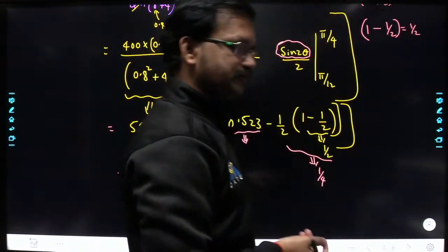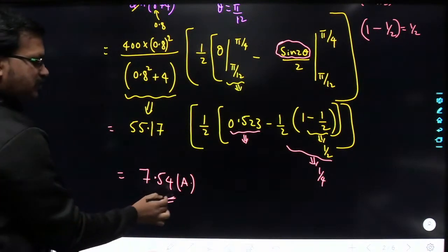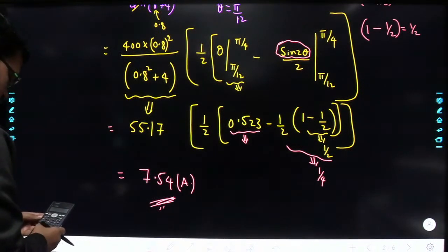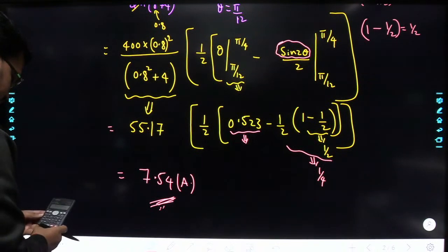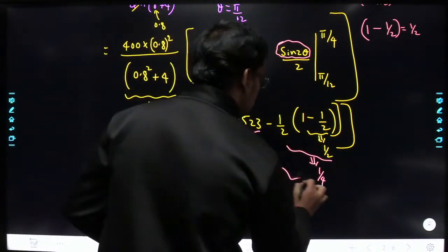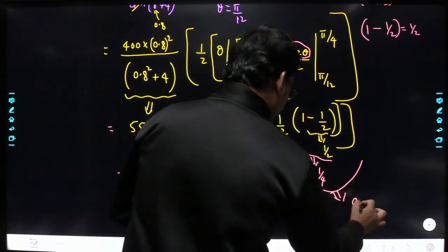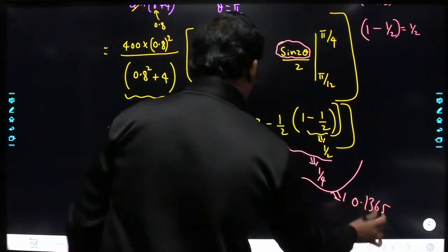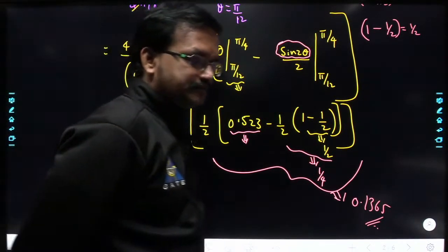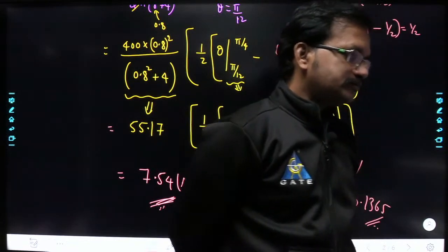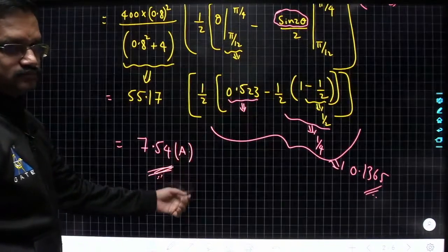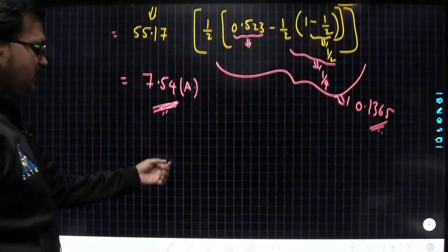Okay, so current must be 7.54 here, right? Okay. So this total value here, you are going to get 0.1365. This multiplied by this one is going to be 7.54 amperes. Clear? Tell me here. Confirm Uday, Kiran and Sri. Yes?